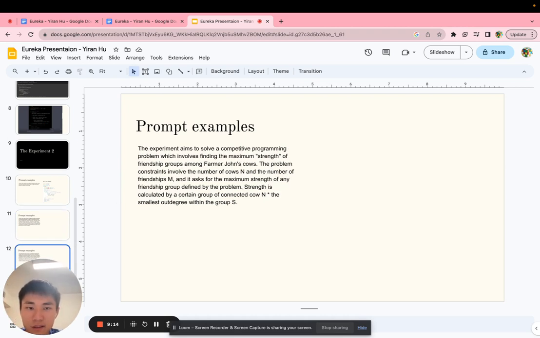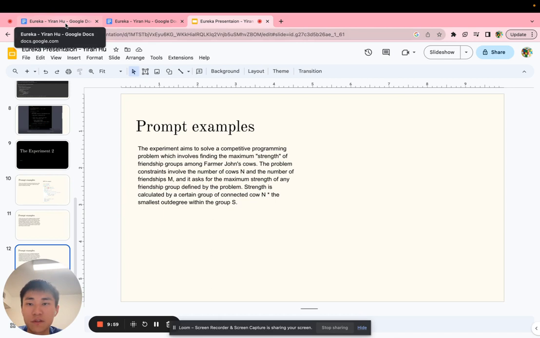And lastly, this is a gold problem. It involves finding the maximum strength of friendship groups. The problem involves the number of cows n and the number of friendships m, and it asks for the maximum strength of any friendship group as defined by the problem, where the strength of a group is calculated as the number of connected cows in the group times the smallest out degree of any cow within the group. This is a very challenging problem, and I did not expect GPT to come up with the right solution even with a few hints.